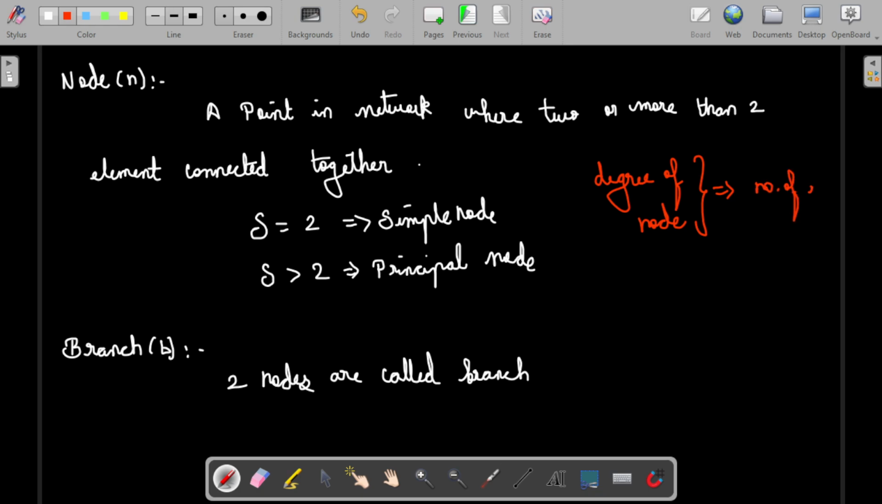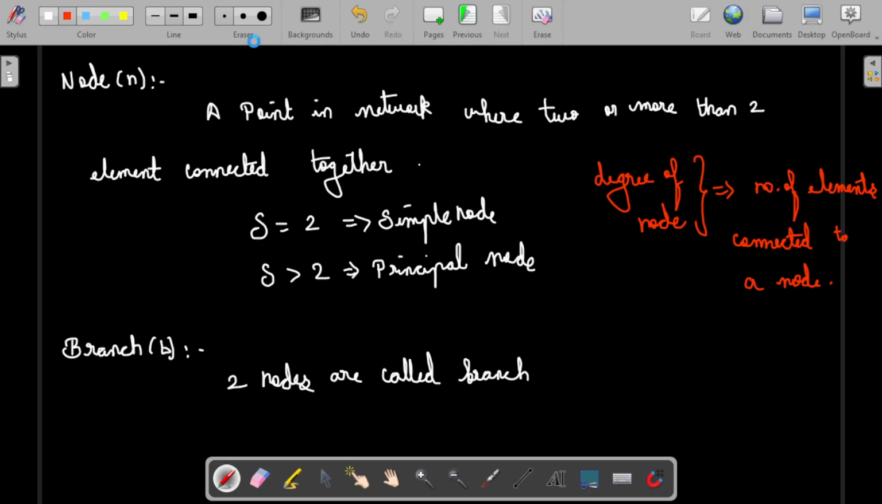So number of elements connected to a node. So that is what we call as a degree of node. So we can state that as an example.